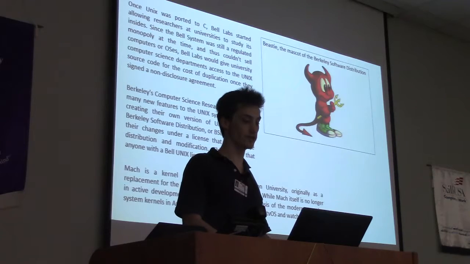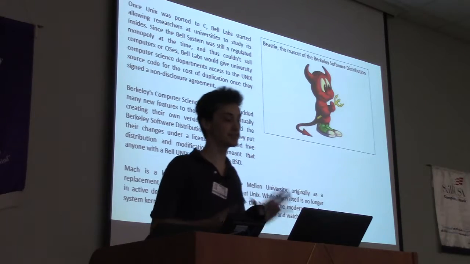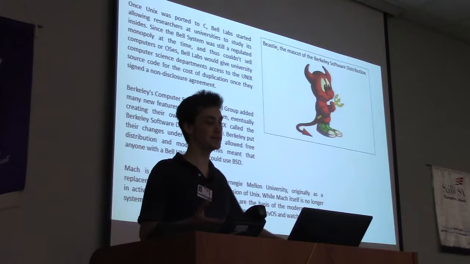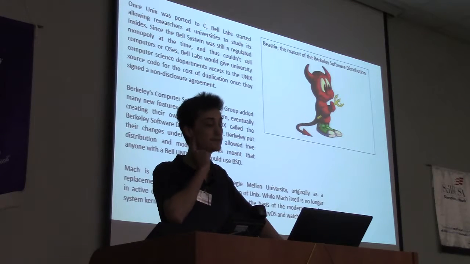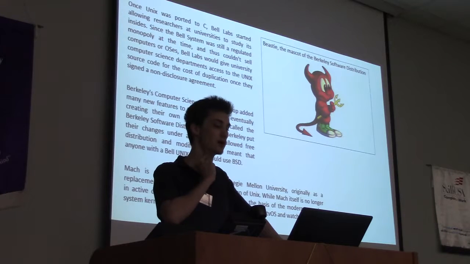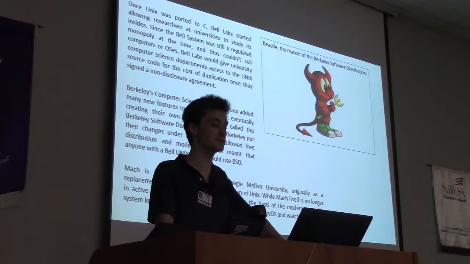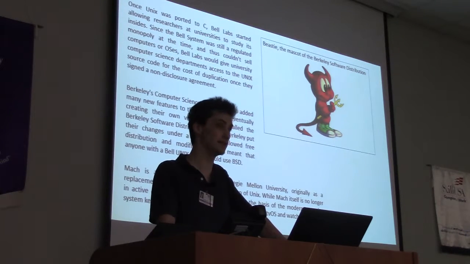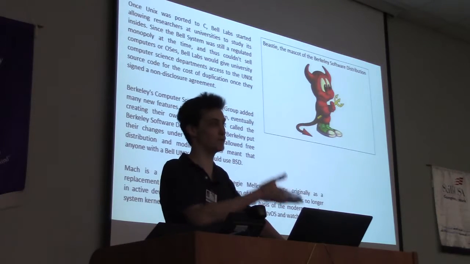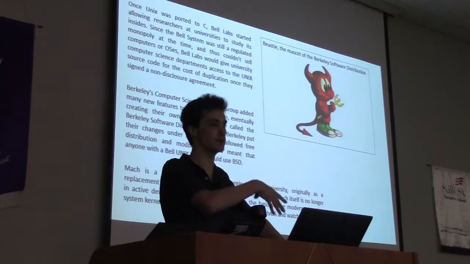Mach, as a kernel, was developed at Carnegie Mellon University, originally as a replacement for the kernel in the BSD version of Unix. While Mach itself is no longer in active development, Mach's derivatives are the basis of the modern operating system kernels in Apple's operating systems: macOS, iOS, tvOS, and watchOS. That's why I'm bringing this up, as a contemporary example of Apple's operating systems following directly from Unix through BSD.